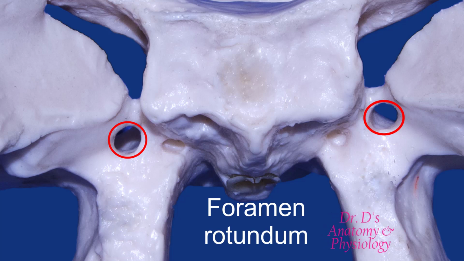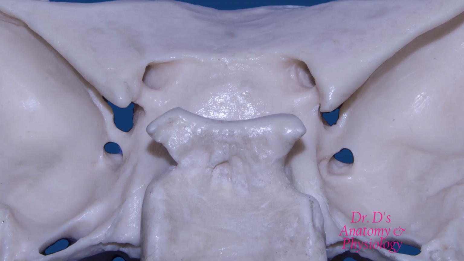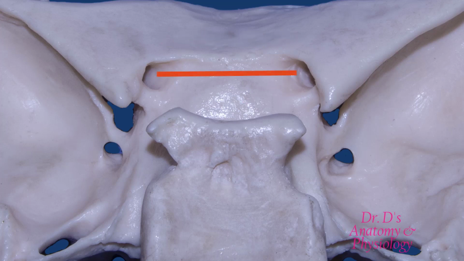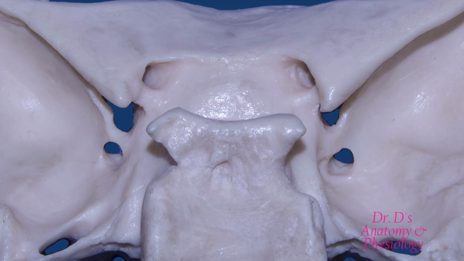into round opening. Let's look again at our isolated sphenoid bone, and this time look at it from a superior view. We can identify the optic canals. Connecting the two optic canals, there is a groove, and this groove is referred to as the chiasmatic groove, also known as the optic groove. It's hard to see in this specimen from this perspective.